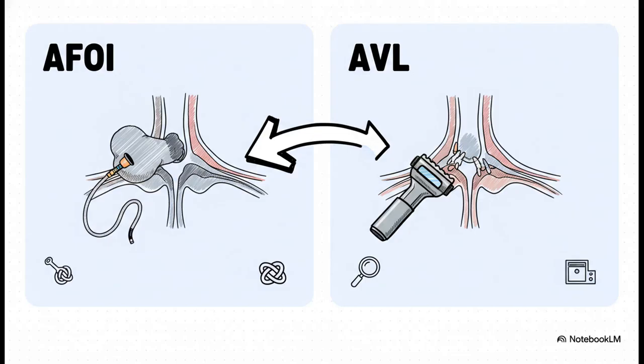So the really crucial point here isn't about which one is better in general. It's about what's better for this patient with this problem. AFOI is great for stuff above the chords, AVL for stuff at the chords. You gotta match the tool to the job, and let's be honest, to your own skill set.